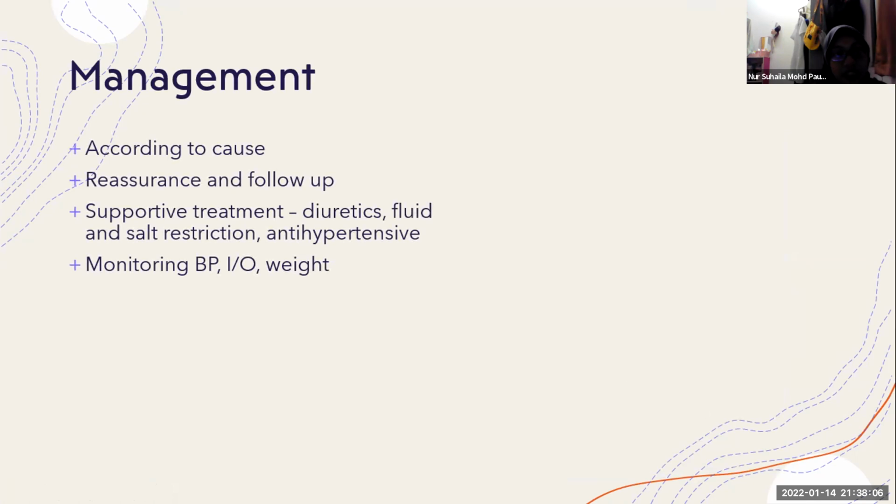Usually parents can be very anxious when their children present with bloody urine. They might think of tumor, so we need to reassure them and then do a follow up. You can also give supportive treatment like diuretics, fluids, and salt restriction, and antihypertensives. We also need to monitor BP, input output of urine, and weight.